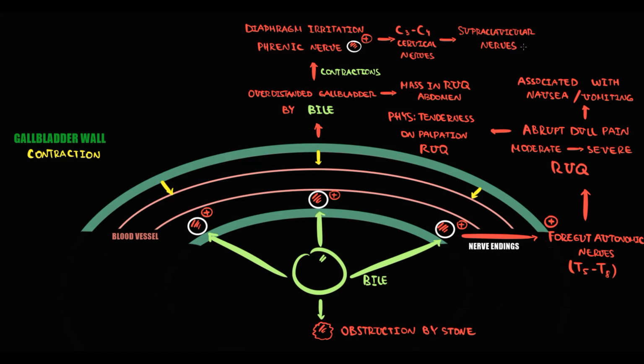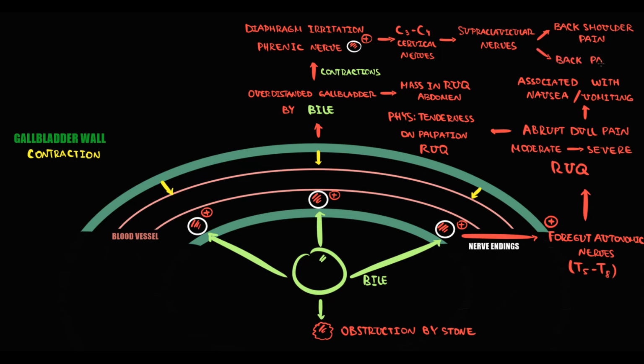So this pain impulse from the gallbladder ends up in supraclavicular nerves from the right side. And because these nerves innervate the back of the shoulder, we sense diaphragm irritation as pain in the back of the shoulder, or it can be just pain in the back. So biliary pain often radiates to the right shoulder or to the back, and paradoxically, biliary pain also manifests as shoulder pain or back pain.